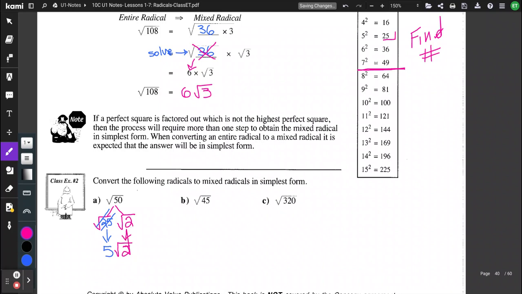And that'll be your final answer. So my final answer would be 5 root 2. Now if you checked your decimals, 5 root 2 and square root 50, your decimals would match. Okay? Now we're going to deal with the number 45.